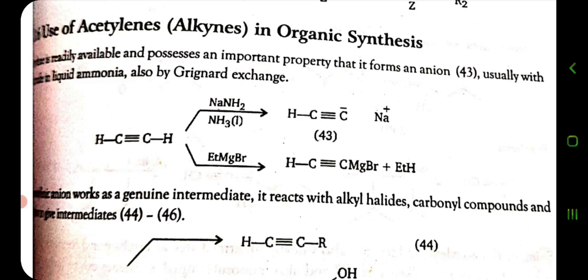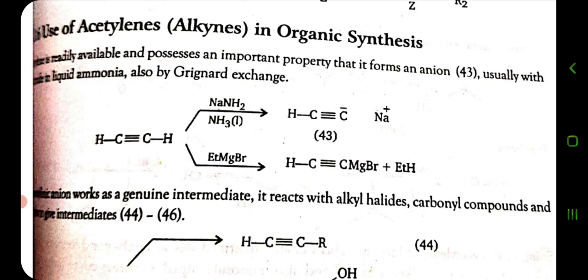Students, we are discussing C-C disconnection. C-C disconnection is an approach, or we can say a backward synthesis, or retrosynthesis. In the formation of any synthetic compound, when we want to know how it is made, that is the backward synthesis. We are discussing carbonyl compounds, and now we discuss the use of acetylene or alkynes in organic synthesis.